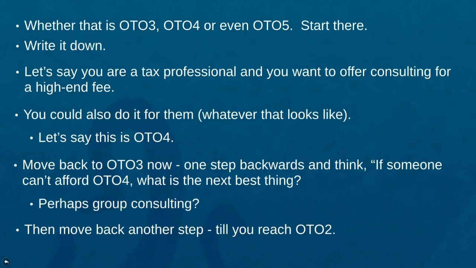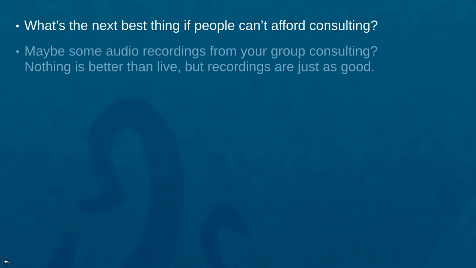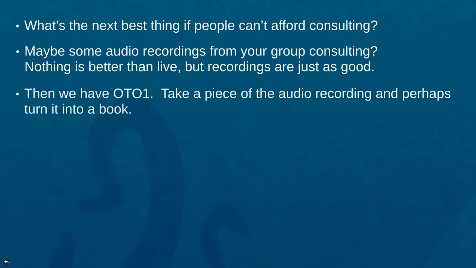What could be one-time offer number 2? Well, let's take a piece of that and move backwards. But you see, by taking a piece and piece and piece and moving backwards, what you're doing is creating a related, congruent one-time offer funnel. So what's the next best thing if people cannot afford group consulting? Well, maybe you take audio recordings from the group consulting. You know, obviously nothing is better than live group consulting, but having those audio recordings is just as good. So maybe that will be one-time offer number 2.